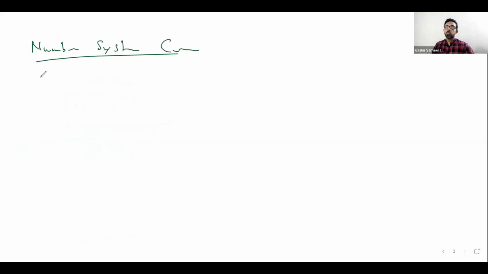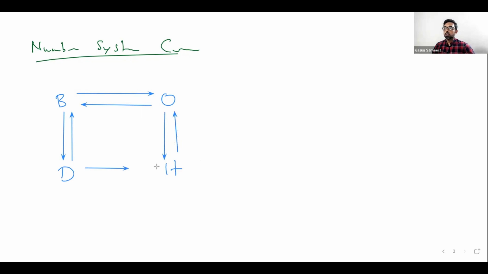Number system conversions. How many conversions altogether? How many number systems? 4 number systems: binary, octal, decimal, hexadecimal. Then you should learn conversion between any of these number systems. For example, binary to decimal, you should learn. Decimal to binary, you should learn. Binary to octal, octal to binary, octal to hexadecimal, hexadecimal to octal, decimal to hexadecimal. Also binary to hexadecimal, hexadecimal to binary, decimal to octal, octal to decimal. Altogether 12. Right, 12 conversions are there.